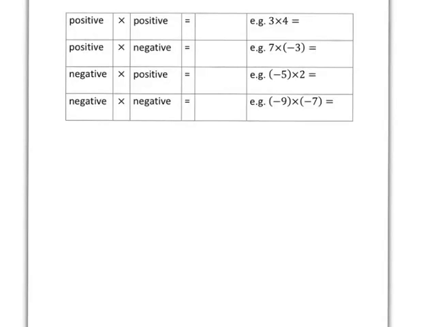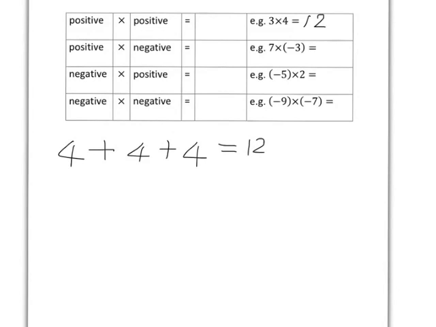Okay, we're going to start with something that's very simple and very familiar, which is a positive times a positive. So something like this, 3 times 4, that's the kind of thing you've been doing since you were in grade 2 or 3. 3 times 4, what does that mean? It means we've got 3 lots of 4. In other words, we've got 1, 2, 3 lots of 4, and that's very easy. The answer there is 12.